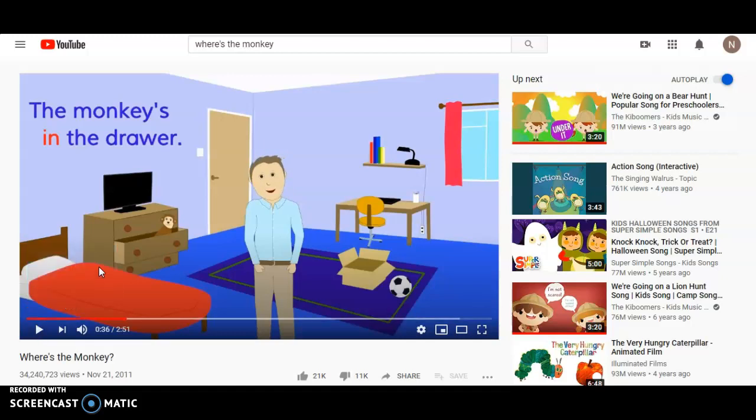Okay, did you find the monkey? Here's the monkey. In is a positional word. So he is in or inside the drawer. You see him right here?